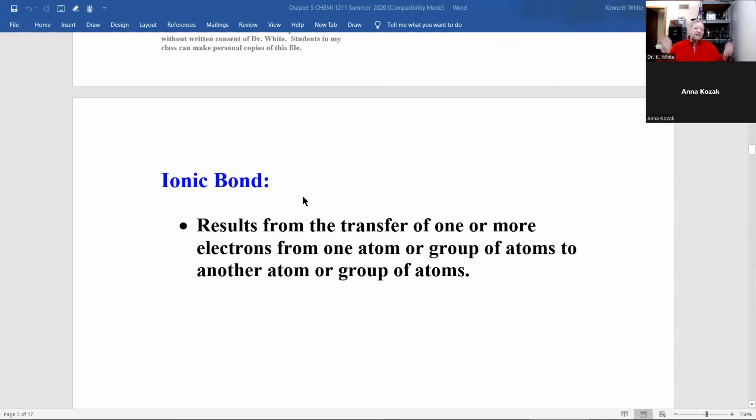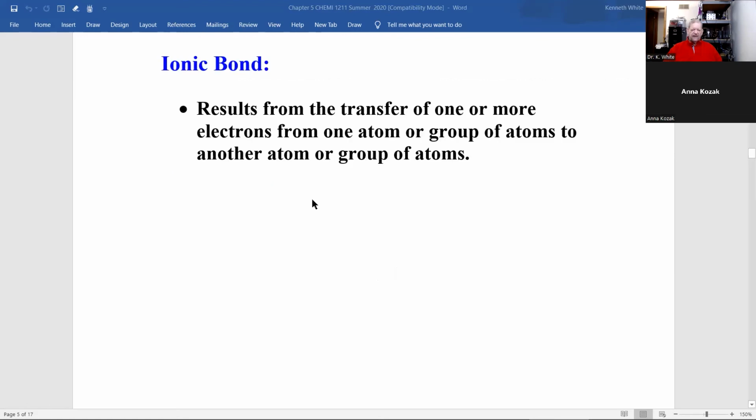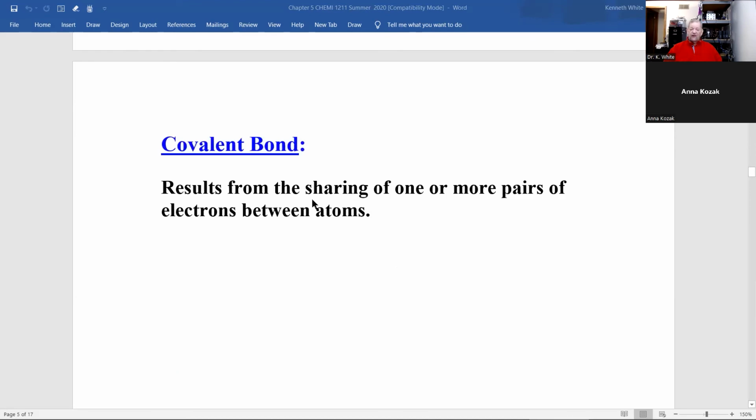So I could have asked a question, what's an ionic bond? And that's the transfer of 1 or more electrons from one atom or group of atoms to another atom or group of atoms. And then what's a covalent bond? And I could ask on test number 1, what is a covalent bond? 3 points each. And that's the sharing of 1 or more pairs of electrons between atoms.